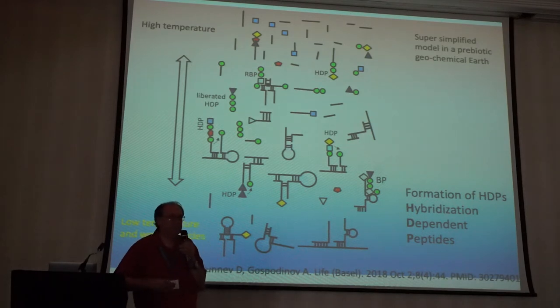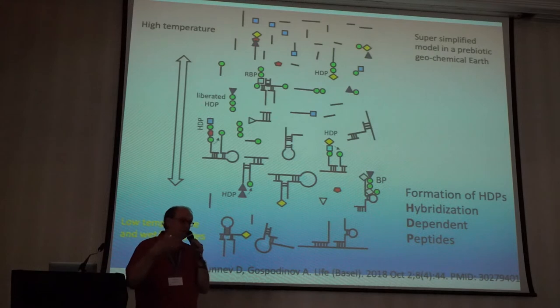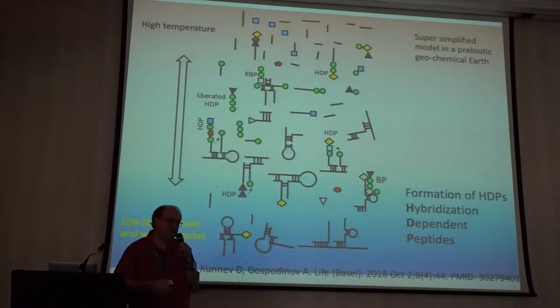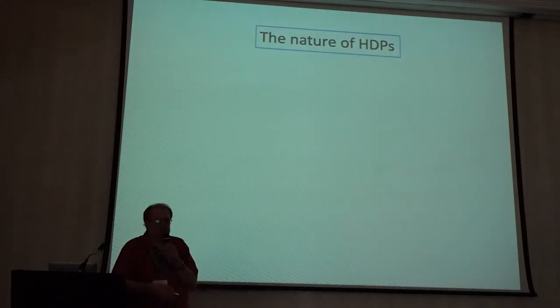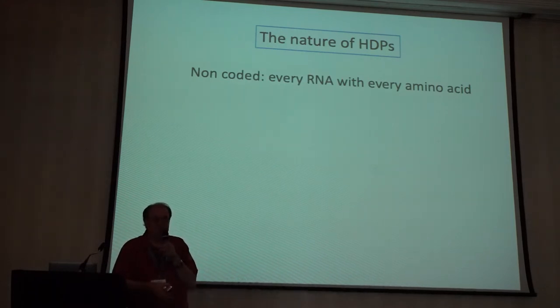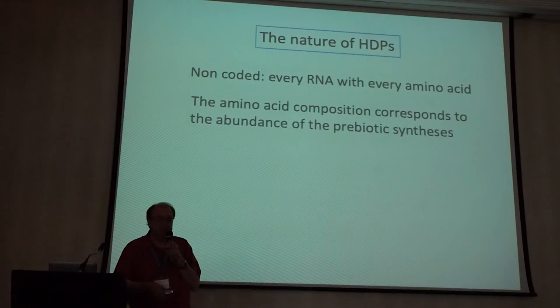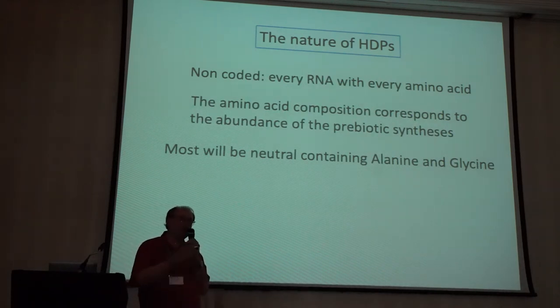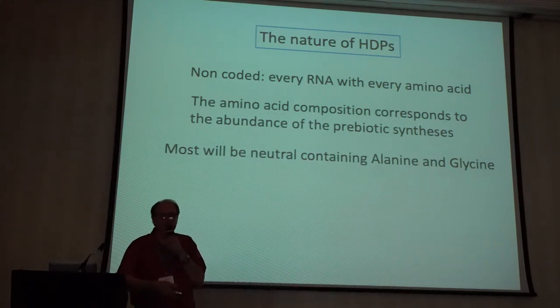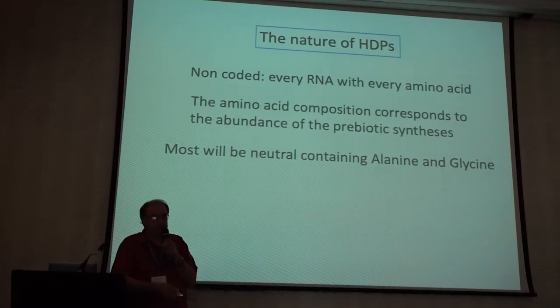These particular peptides, we call them hybridization-dependent peptides. And pay attention, these are not peptides which are just amino acids smashed together. These are hybridization-dependent peptides because they were linked to the RNA. What can you say about the nature of these hybridization-dependent peptides? First, they will not be coded. I mean, in fact, there is a statistical probability for every existing amino acid to interact with every RNA. Second, the amino acid composition corresponds to the abundance of those amino acids. And most of those peptides will most likely be alanine and glycine based, because these are the most abundant in all of the experiments and models when you have synthesized amino acids. The most abundant are alanine and glycine.